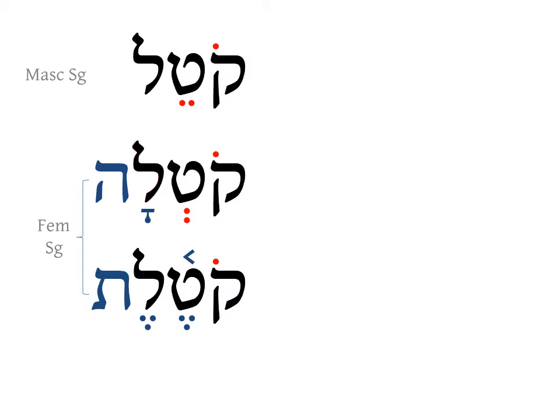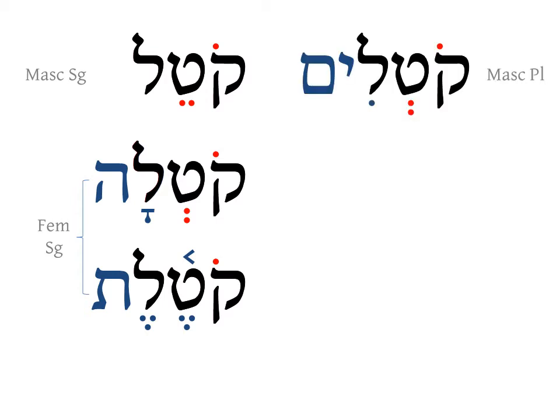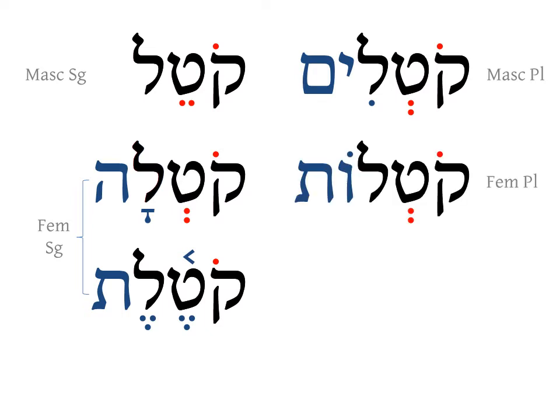Kotelet is a more common form for the feminine singular active participle of the Qal stem for strong verbs than is kotala, though kotala follows the patterns of nouns and adjectives that we have seen so far and are familiar with. In the masculine plural, we add the predictable im ending, kotalim, and in the feminine plural, we add ot, kotalot.